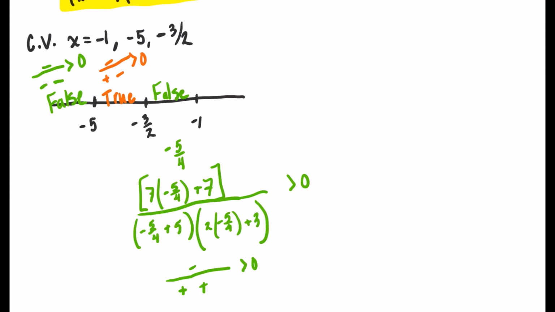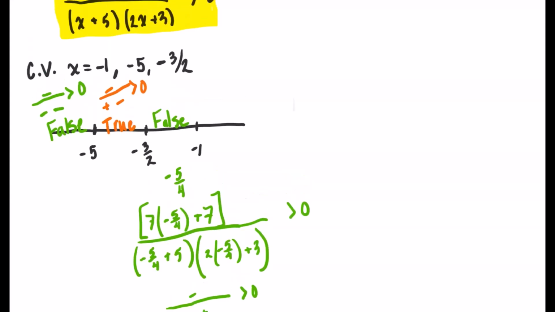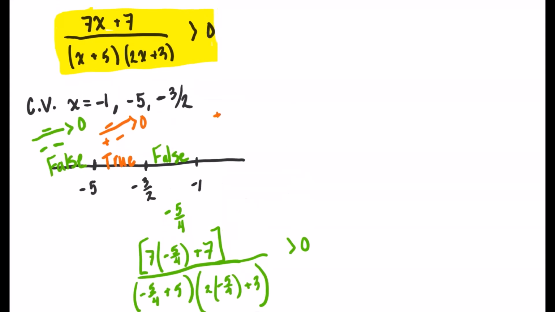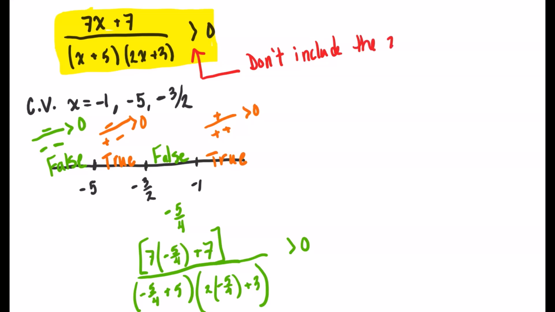Right, and then my last interval, so anything bigger than -1, so I'm going to choose 0. All right, so this is an easy one. So I get a positive over a positive positive. Is that greater than 0? And yes, that's true. All right, now, because this is greater than, notice that it's not inclusive. We don't include the zeros of the numerator or the denominator at this time.